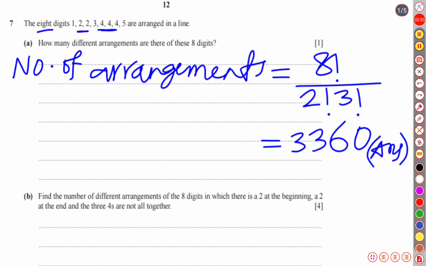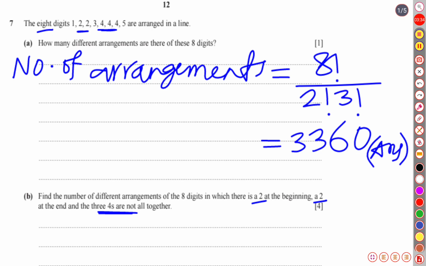So there is a little twist in the question: there is a 2 at the beginning and a 2 at the end, that's all right. But whenever they ask that the fours are not all together, it's a very complicated concept. Fours are not all together means all 3 fours cannot be together, but there can be 2 fours together. So it is a little bit complicated. That's why we always think vice versa. Let us find the number of arrangements considering the 2s at the end and at the beginning.